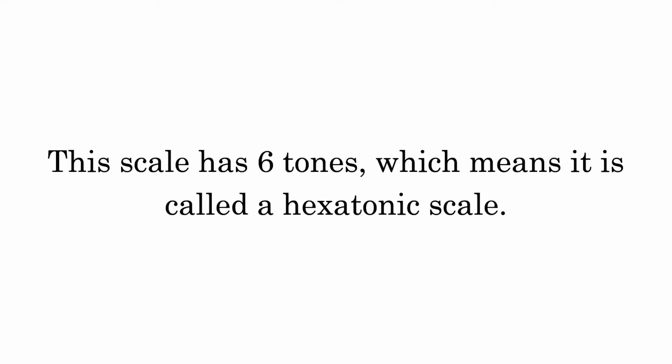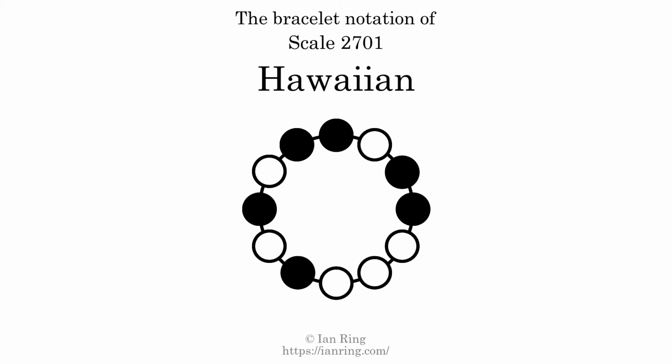This scale has 6 tones, which means it is called a hexatonic scale. This is a bracelet notation diagram of scale 2701. The shaded circles represent tones that appear in the scale, and they are read clockwise, starting at the top.